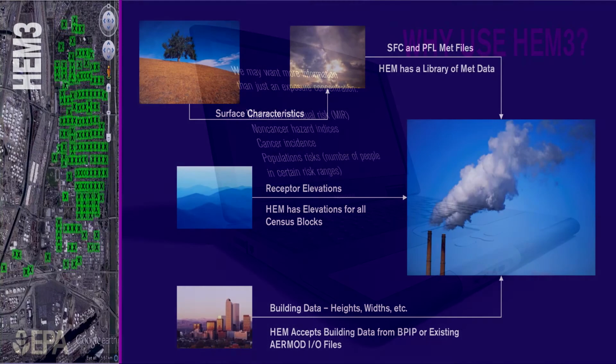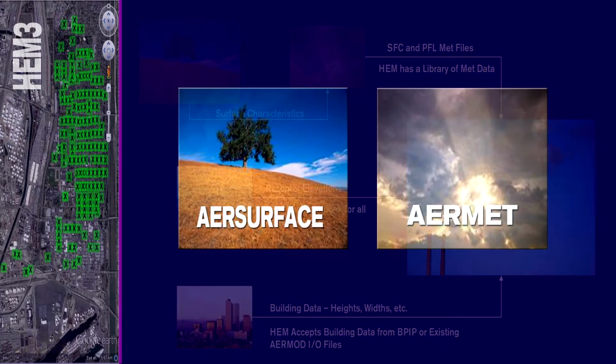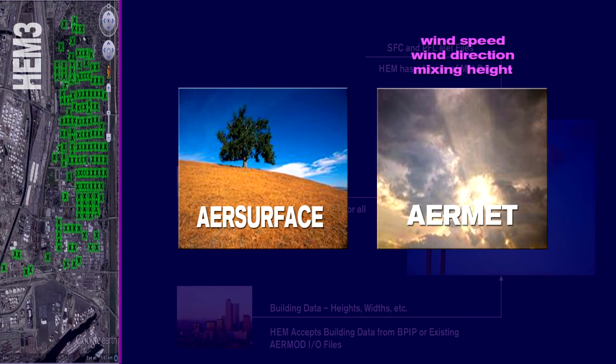Because the AirMod model is such an integral part of HIM, it's important to discuss the multiple preprocessors that need to be run before an AirMod run can be done. The preprocessors that would need to be run depend on what modeling options are chosen. AirMod needs meteorology data, and the AirSurface and AirMet preprocessors are used for this. AirMet processes hourly data like wind speed, wind direction, and mixing height.